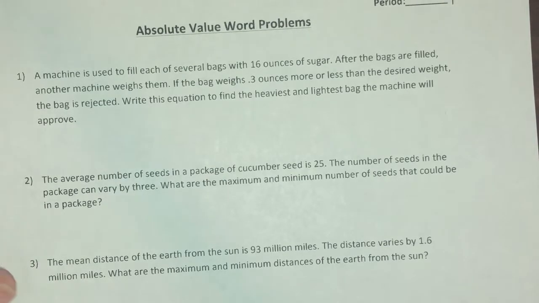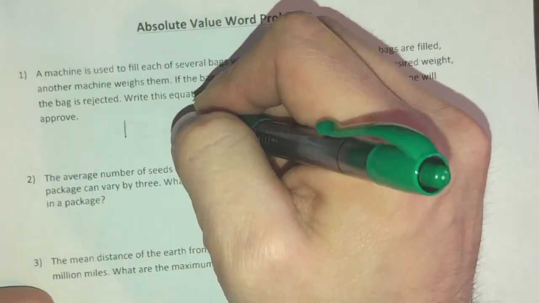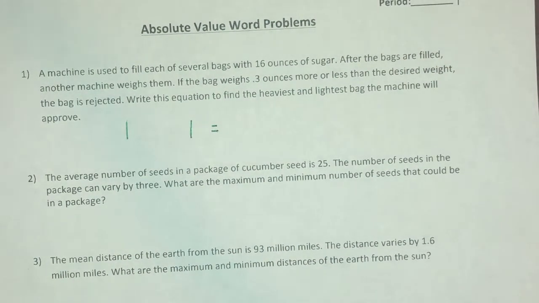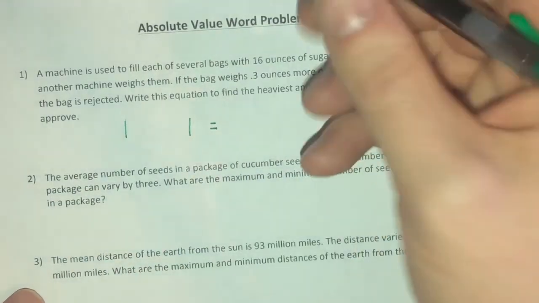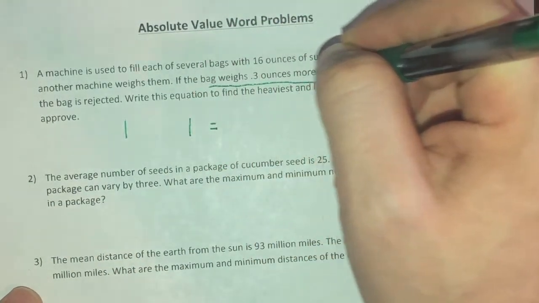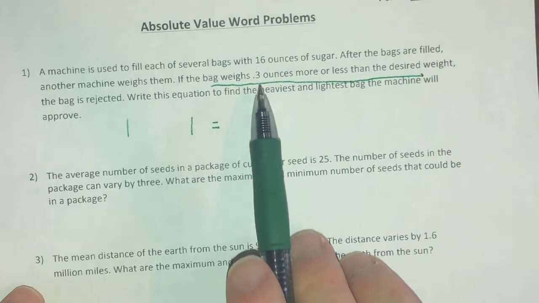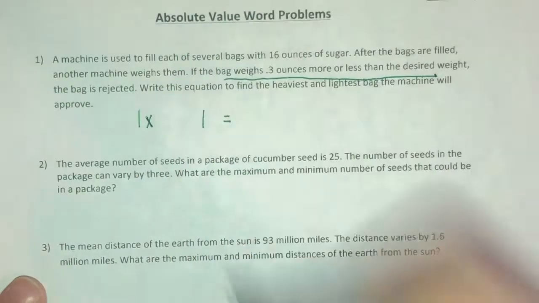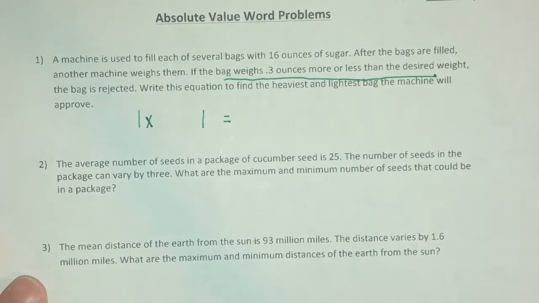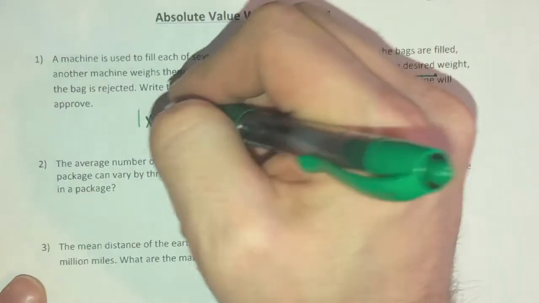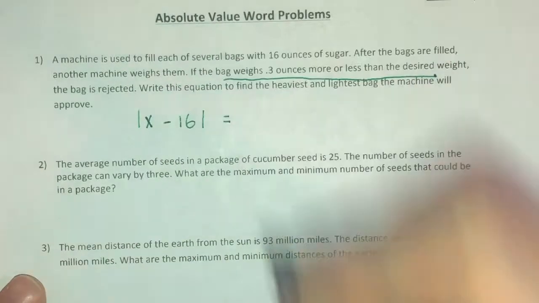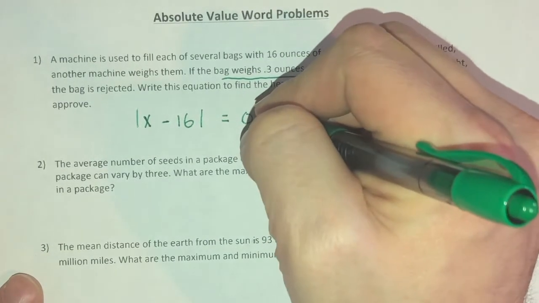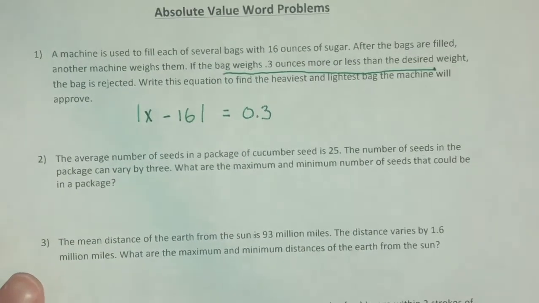So what we have is our absolute value, and this is my equation. Now what it's saying is we need to look at the difference. So what it means is the difference between the amount of candy in the bag, or sugar I guess, and 16, right, can be no more than 0.3, okay?